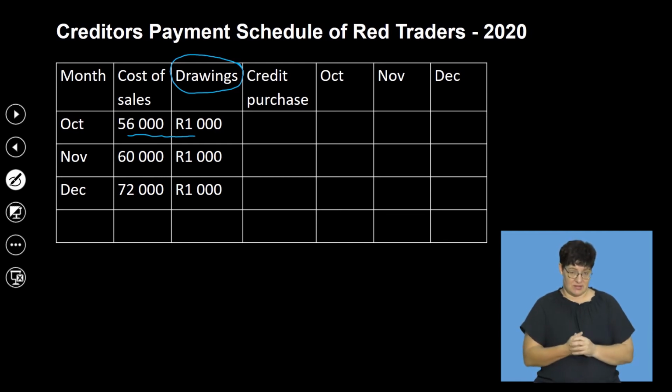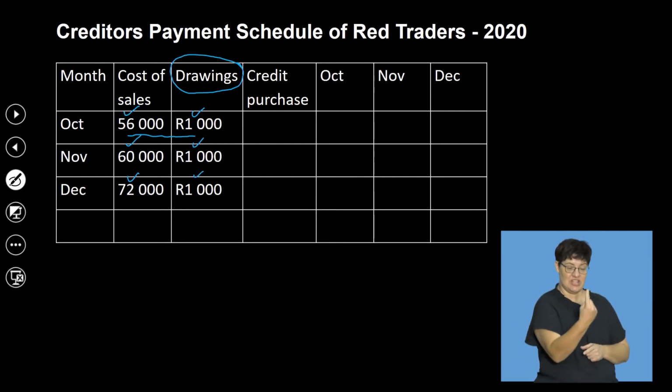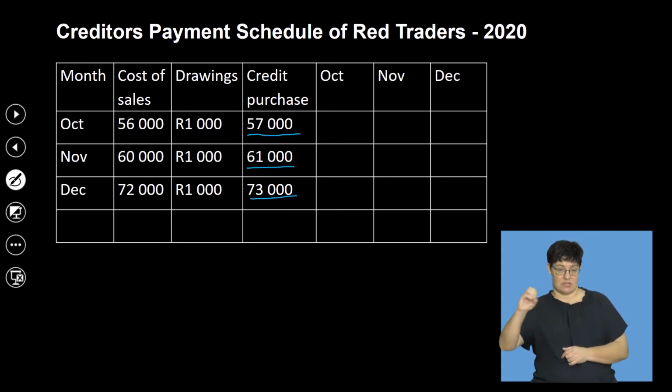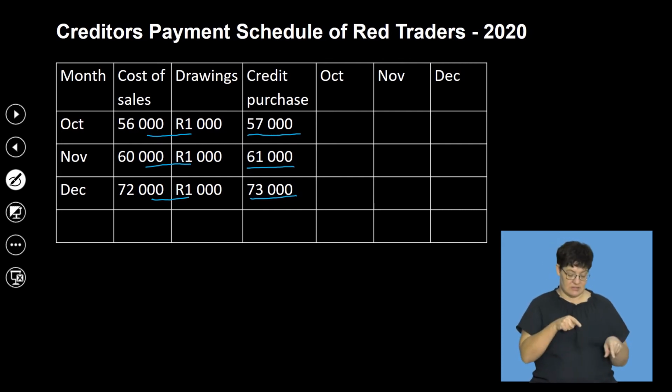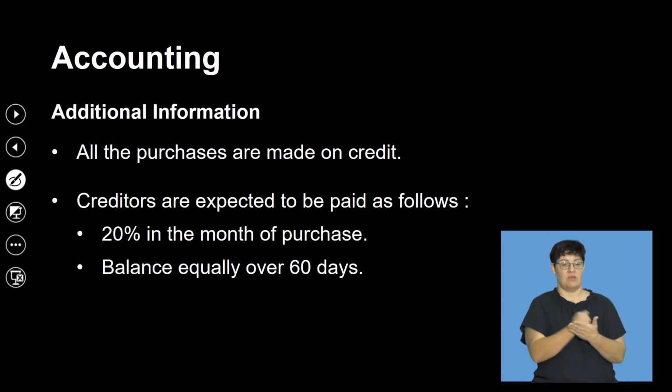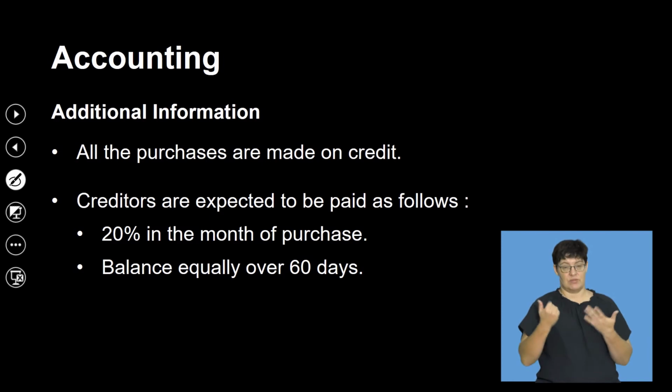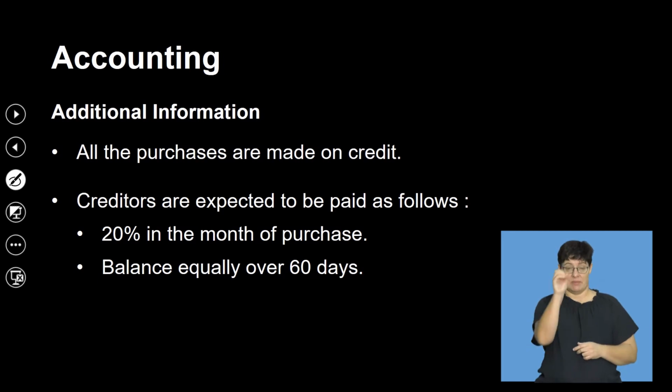So I calculated this for you, the cost of sales for each month. We know there's 1,000 Rand worth of stock in each of the months. Therefore, my credit purchases will look as follows. There's my 57,000. There's my 61,000. There's my 73,000. What was that all about? Add that plus that, 60,000 plus the 1,000, 72,000 plus the 1,000. This will now give me my credit purchases. Okay, now, all purchases are made on credit. So, everything credit, full amount. Creditors are expected to be paid as follows: 20% in the month of purchase, balanced equally over 60 days.